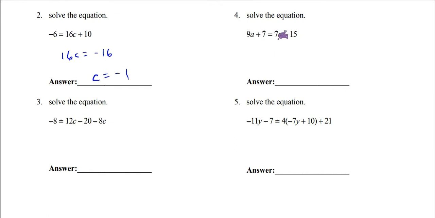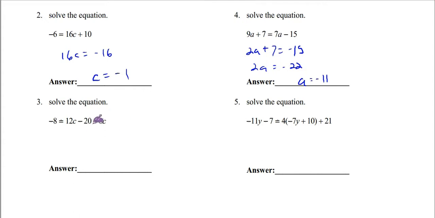All right, now I have variables on both sides. Of course, that's what we're trying to find out. Do you know how to handle that issue? I'm going to subtract 7a from both sides. That's going to give me 2a on the left side. I still have plus 7. Still have a negative 15. I'm going to subtract a 7 from both sides. That's a negative 22. After that, divide by 2, a is negative 11.